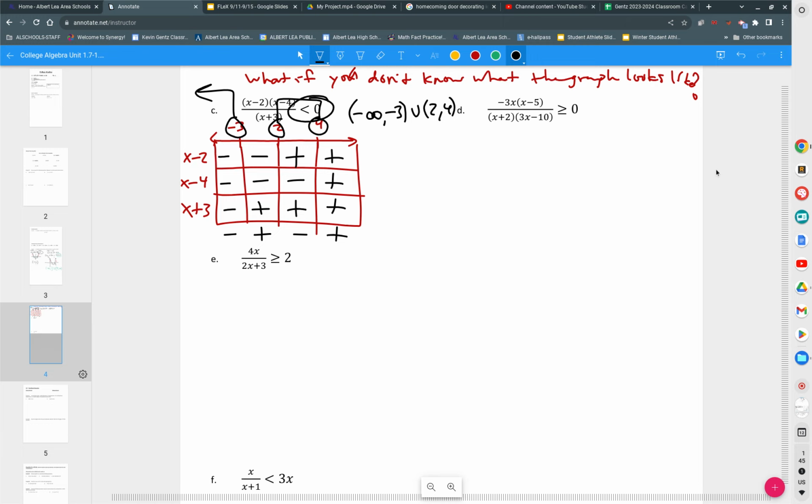Why is it able to be 2 to 4? Yeah, because it feels negative. Oh, gotcha. Okay. Now, if you were ever wanting to check your answer, just pick a number between 2 and 4. Suppose you picked 3, and you said 3 minus 2 is 1, 3 minus 4 is -1, and 3 plus 3 is 6. So 1 times -1 is -1, divided by 6 is -1/6. That is a negative value, so we know it works. Any numbers you choose within those intervals should work.